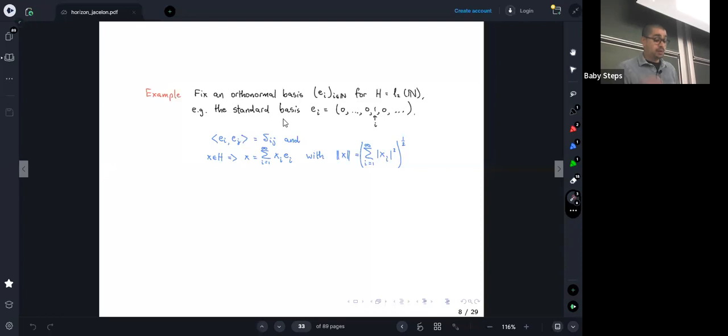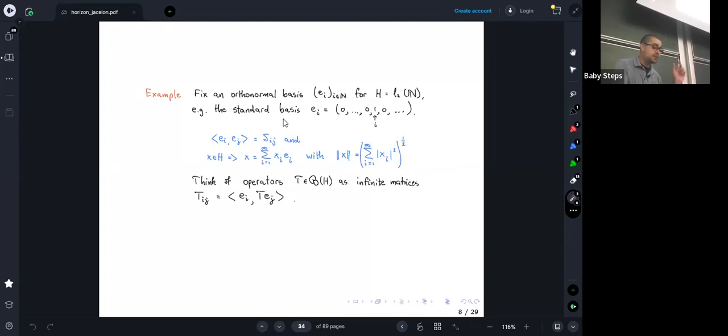So first of all, they are orthonormal. If I take the inner product of two different ones, I get zero. The inner product of one with itself, I get one. So it has norm one. And any vector in H is not going to be a finite linear combination of these e_i, but an infinite sum. Remember, we can make sense of this. And the norm of x is just going to be given by this L2 sum of these coefficients.